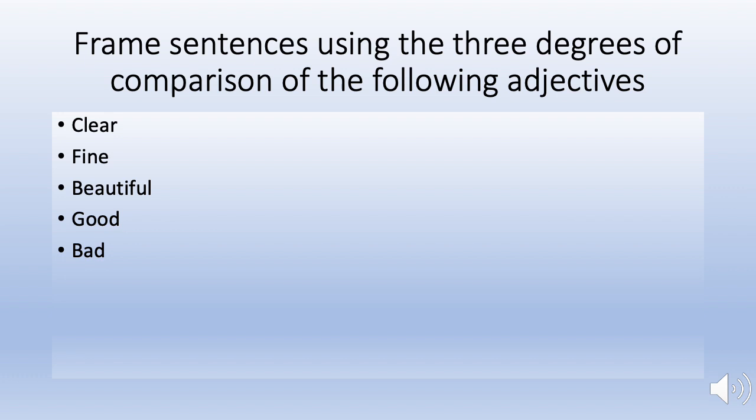Clear and fine are, of course, single syllabled adjectives, that is, adjectives that have only one vowel sound. We remember that as the number of vowel sounds increase, or as the number of syllables increase, you cannot form the superlative and the comparative degrees with the addition of er or est. So beautiful will become more beautiful and most beautiful.